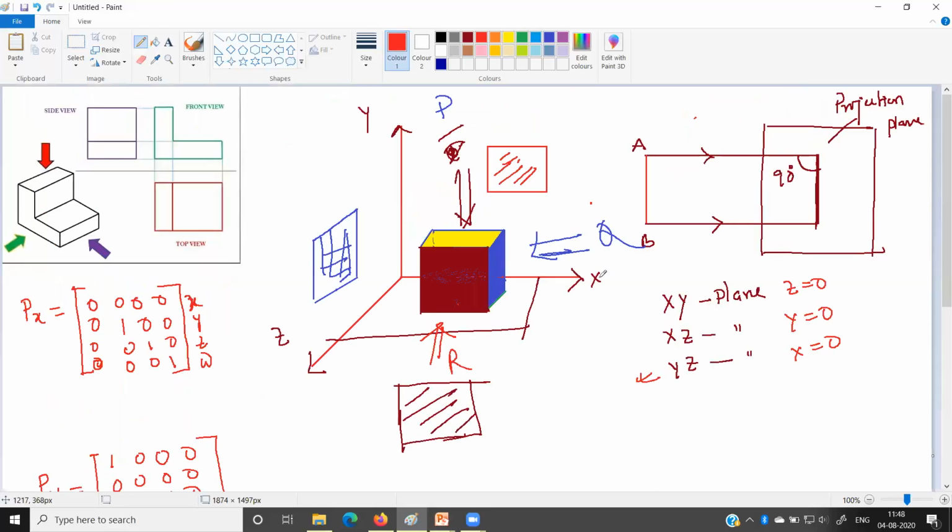So either in the XY plane, YZ plane, or XZ plane. Fine. Now this is called the orthographic projection. Now here, as you know, orthographic projections are of different types. Fine. So this is called the side view, front view, and top view.